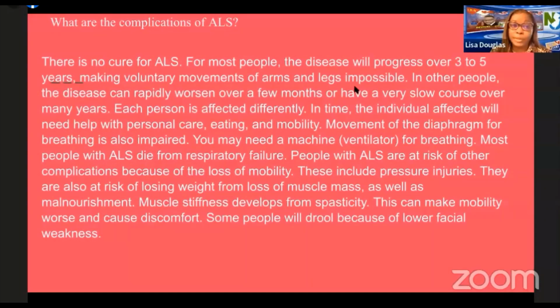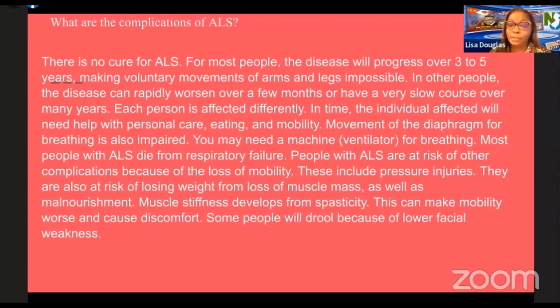What are some of the complications? Because there's no cure for ALS thus far, for most people, the disease will progress over 3 to 5 years, making voluntary movements of arms and legs impossible. In other people, the disease may rapidly worsen over a few months or have a very slow course over many years. Each person is affected differently.